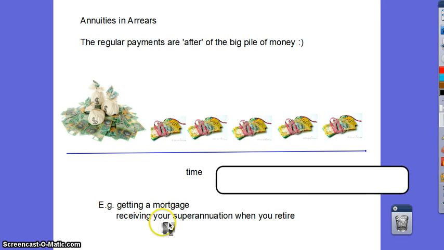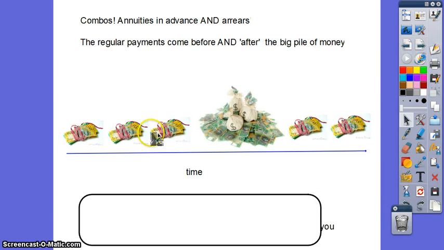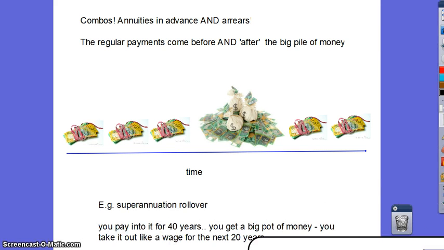Now another thing is getting your superannuation. So if you have a big pot of money saved up, you then take money out of it until it goes down to zero. A combination of both would be a superannuation rollover. You pay your money in for 40 years as you're working, you save up a big pot of money, and then take money out as you go.